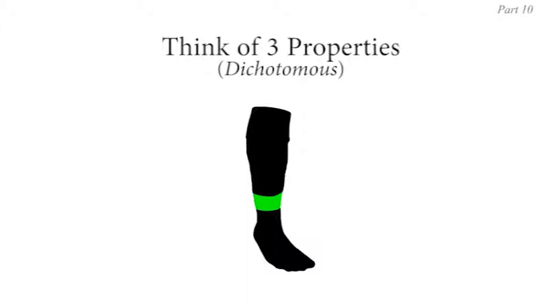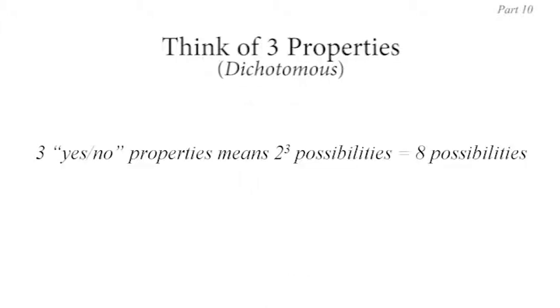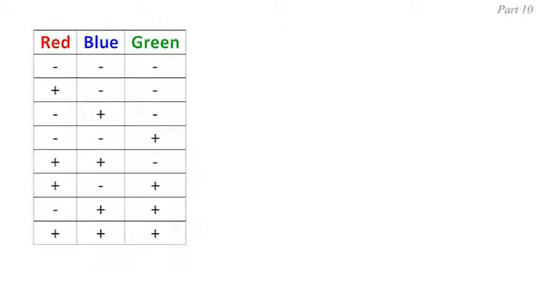Or they can have any pair of these coloured hoops, a red and a blue, a red and a green, or a blue and a green. Or they can have all three colours, or no coloured hoop at all. I'm sure you can see from this that there are obviously 8 possibilities, 2 to the 3, and we could put these 8 possibilities into a table like this. The pluses and the minuses here indicate whether a sock has or doesn't have a particular coloured hoop.